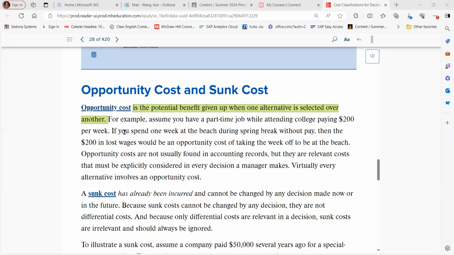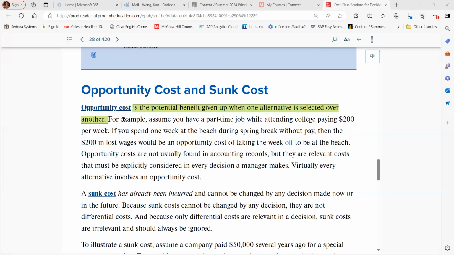So when you pick one over the other, you will lose the benefits of the choice you didn't choose, right? You sacrifice the benefits of the options you give up. Then those benefits become the opportunity cost of the option you chose. It's not really something you pay or incurred, but a lost benefit, right?